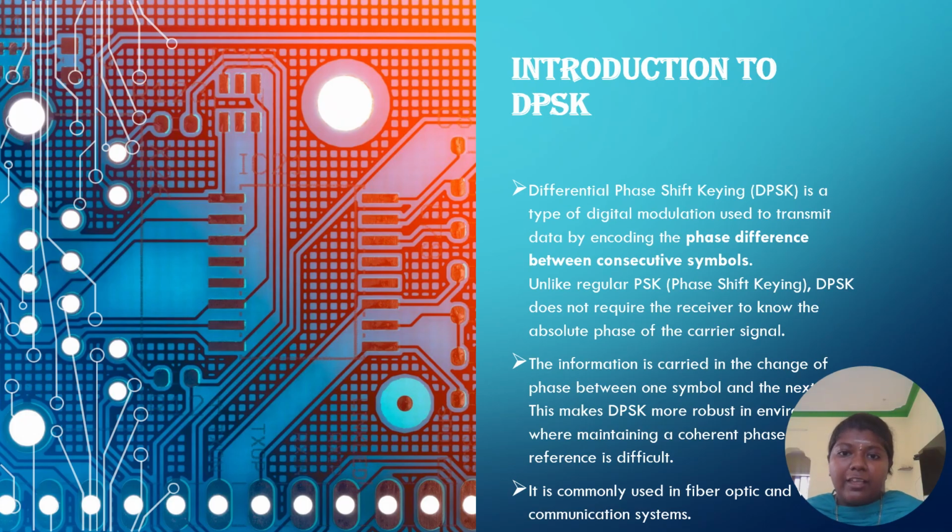Introduction to DPSK. Differential phase shift keying is a type of digital modulation. It transmits the data by encoding the phase difference between consecutive symbols, and PSK is phase shift keying. DPSK does not require the receiver to know the absolute phase of the carrier signal. The information carried by the carrier signal is changed in the phase from one symbol to the next symbol. DPSK is used because maintaining a coherent phase reference is difficult, and it is commonly used for fiber optics and in satellite communication.